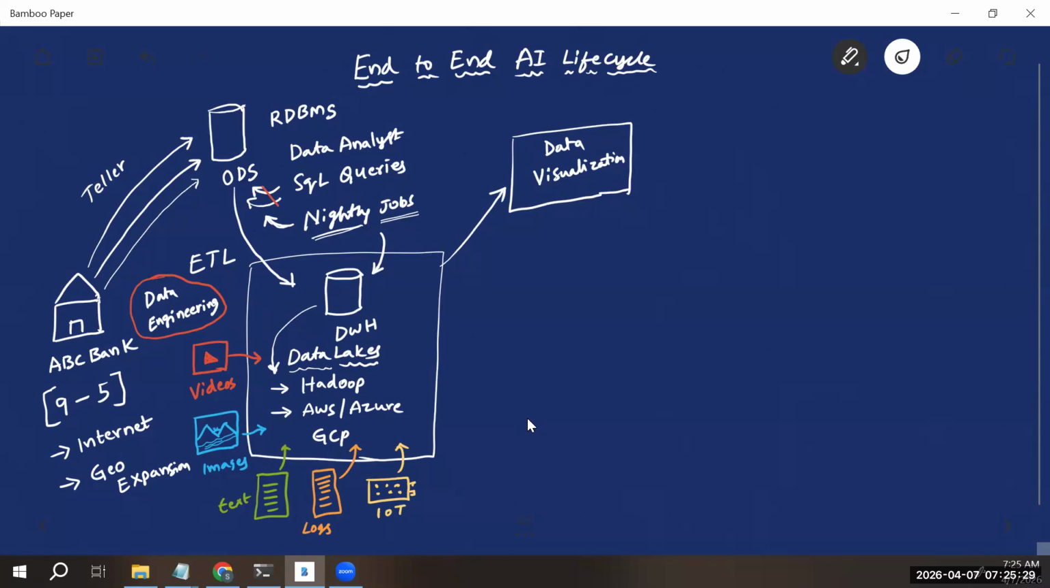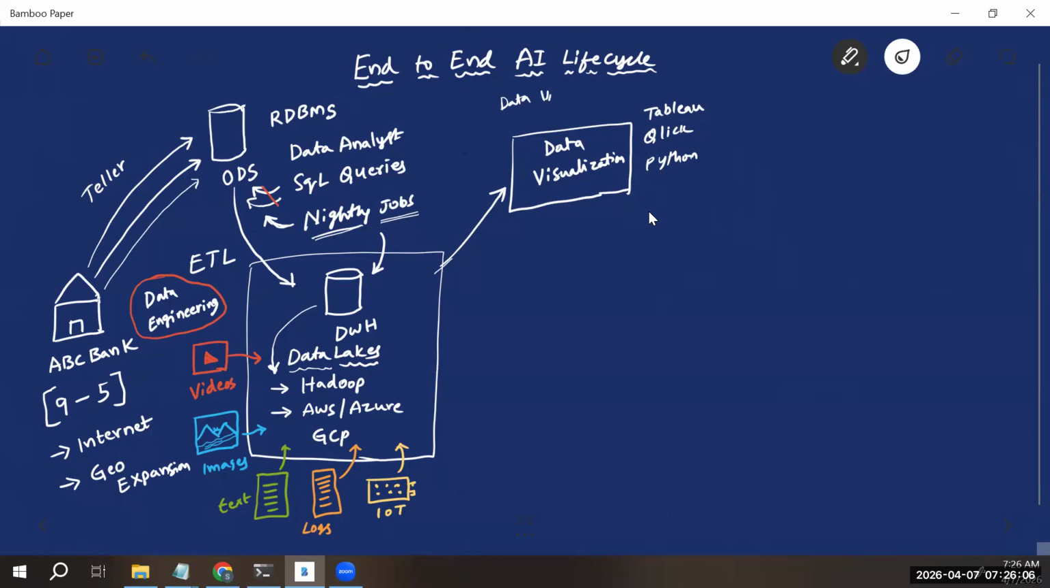Data visualization is the first important step, in which you explore the raw data. The raw data is available in the data stores, the data lakes, and then you run something like Tableau or QlikView. You can run Python-based code bases for creating your reports and so on. All this work will be done by a data visualization engineer.